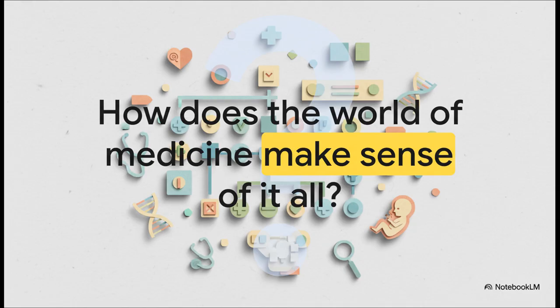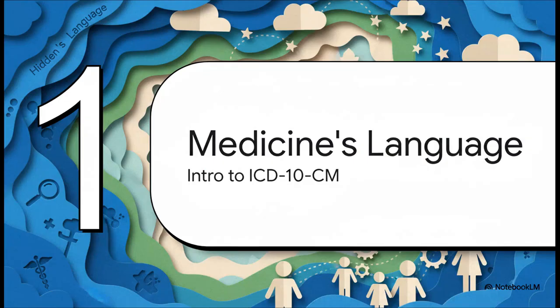That's the big question. Well, the answer lies in this universal classification system. I want you to picture a gigantic global library of human health, where every single known condition has its own unique call number, just like a book. This system, it's officially called the ICD-10-CM, and it's the absolute key to bringing order to all this complexity.